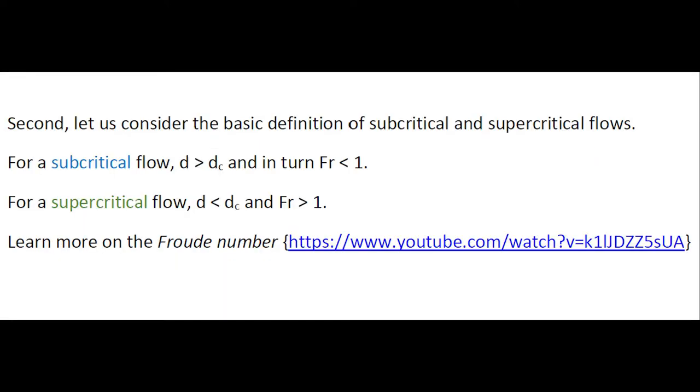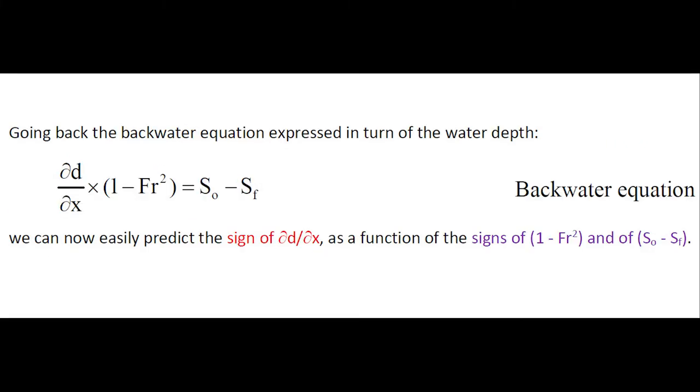Second, let us consider the basic definition of subcritical and supercritical flow. For subcritical flow, D is greater than the critical depth, and in turn, the Froude number is less than unity. For supercritical flow, the Froude number is greater than 1. Look at the video movie, The Froude Number. Coming back to the backwater equation expressed in terms of the water depth, one can easily predict the sign of the variation of depth with respect to distance as a function of the sign of 1 minus Froude number squared and the sign of S0 minus SF.